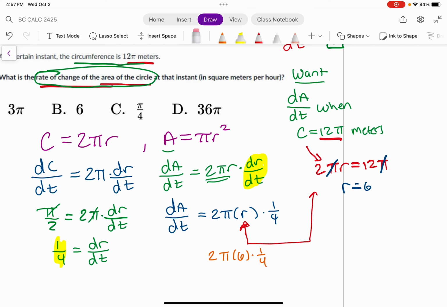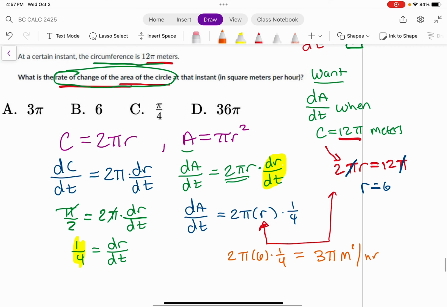So that's 12, what is that? 12 pi divided by 4 is 3 pi. So that would be meters squared per hour, since it's a rate of change of area, and 3 pi is our answer.